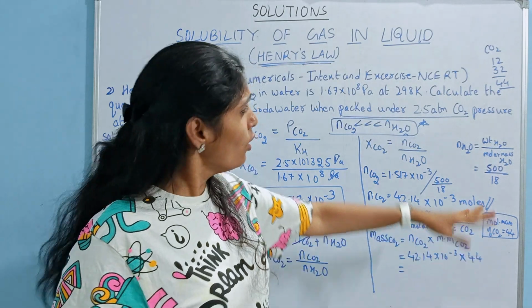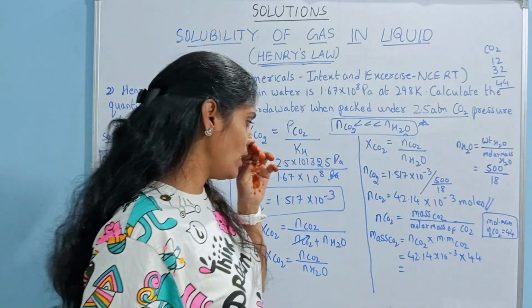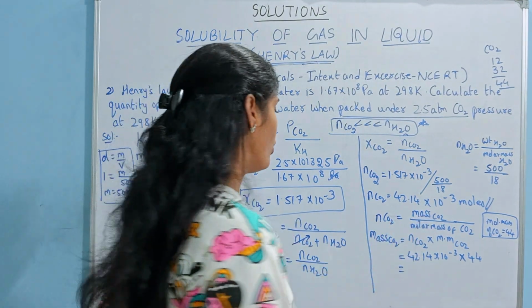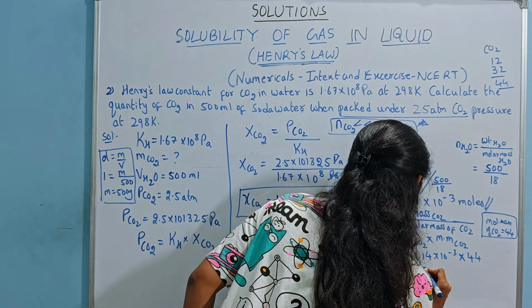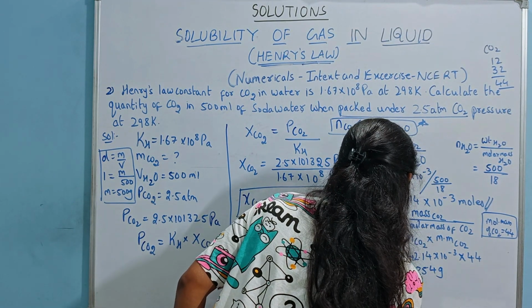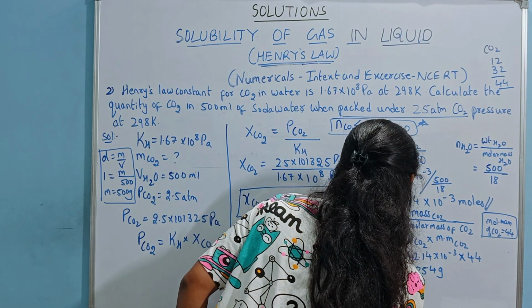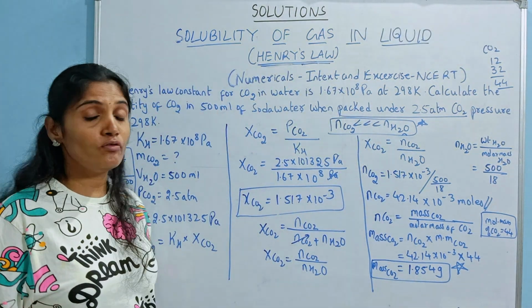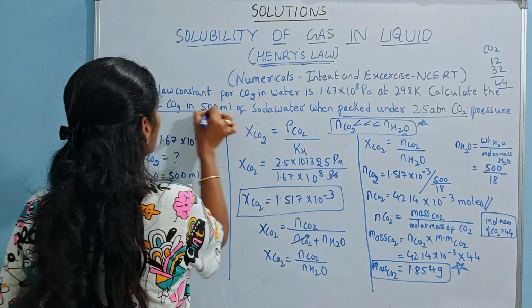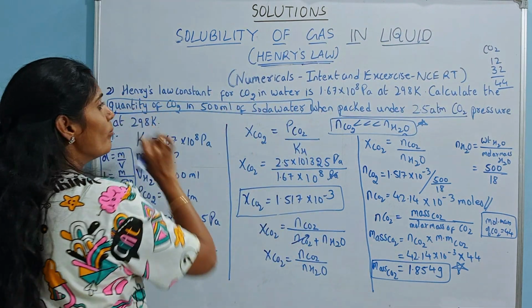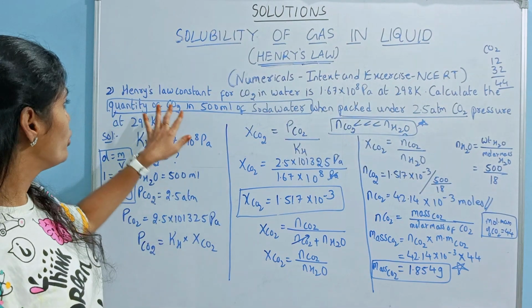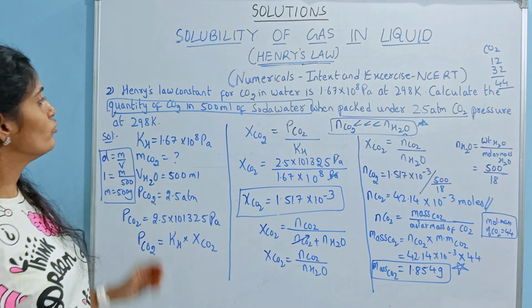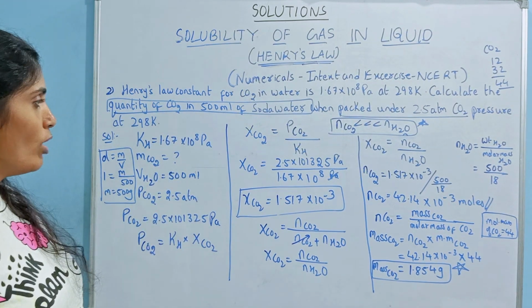Number of moles I already got here. Molar mass you should be knowing, or else you can write the atomic masses of individual atoms and calculate. If you calculate 42.14 into 10 to the power of minus 3 into 44, the mass would come to be 1.854 grams. So what is the mass of CO2 here? Mass of CO2 is 1.854 grams. So what quantity of CO2 is present in 500 ml of soda water? It is 1.854 grams of CO2 present in 500 ml of soda water.